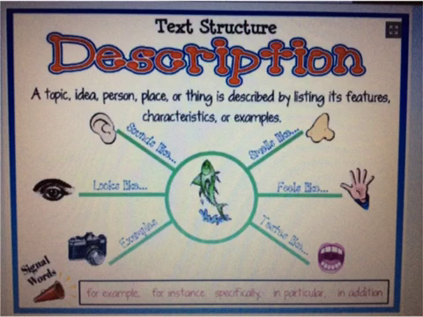The next text structure is description. This one is really common. Actually, a lot of times you'll have a descriptive text structure even if there's another text structure as well. So sometimes just because you feel like the topic is being described doesn't mean that it's always just descriptive with the text structure. But you might have the author describe what the topic looks like, sounds like, smells like, feels like, tastes like, maybe give examples, and otherwise just describes an idea, person, place, or thing. For example, for instance, specifically, in particular, and addition are some common signal words for description.